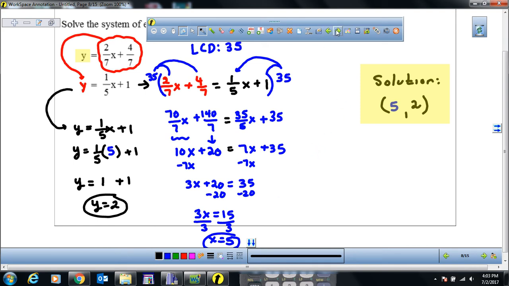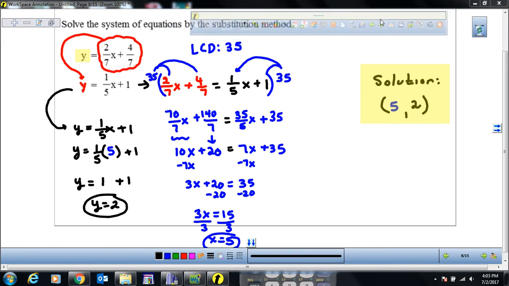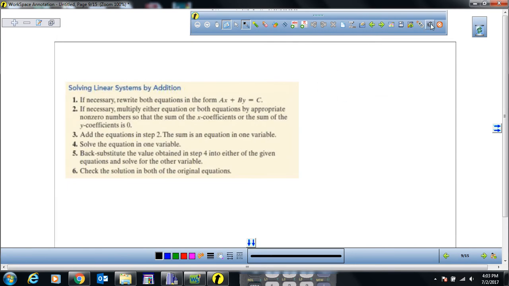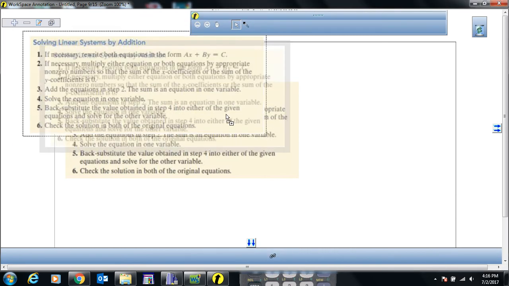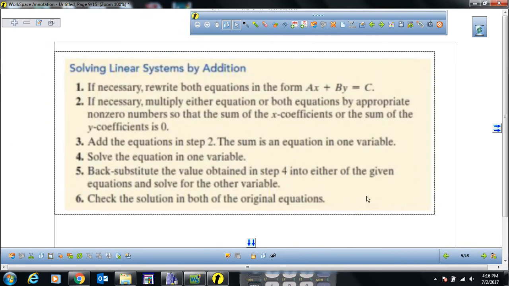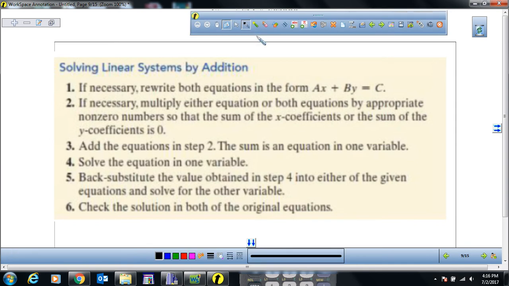Next one. Now we're going to be solving systems of linear equations using the other method. The other method is called the addition method. This is the second method you need to be familiar with. For the addition method, the first thing you have to do is make sure that both equations are in the form ax plus by equals c. This is called the standard form. Both equations must be written in standard form.